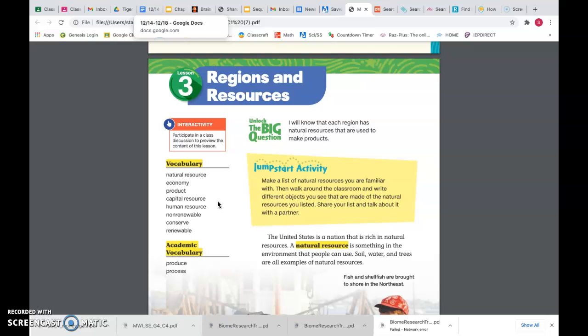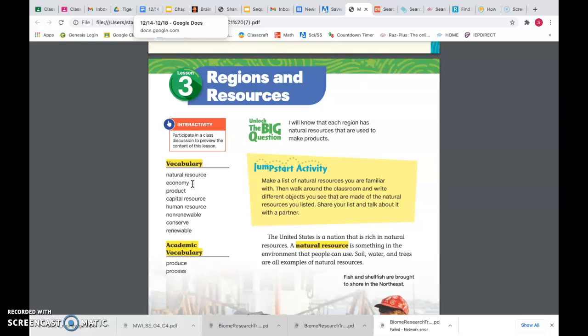So yesterday you guys went through the Quizlet. You looked at the vocabulary words: natural resources, economy, product, capital resources, human resources, non-renewable, conserve, renewable, and some other vocabulary words were produce and process. So let's take a look.